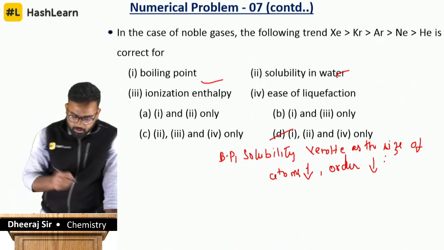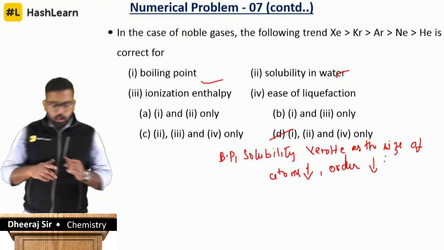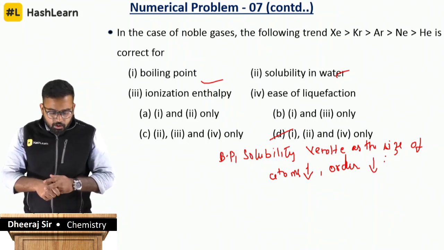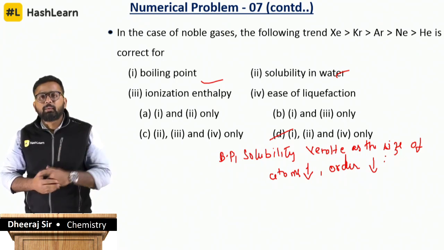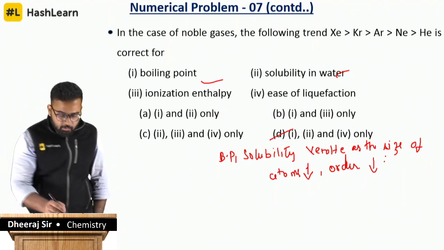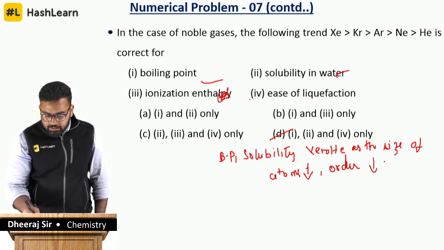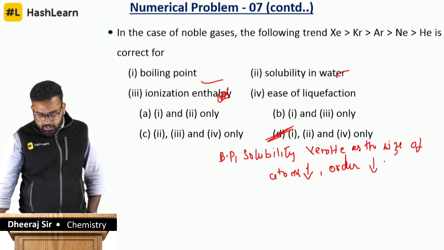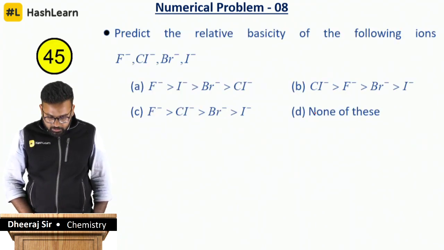However, you should remember one thing, the ionization enthalpy increases. So if you look at all of these, boiling point is going to decrease with decrease in atomic size, solubility in water is going to decrease with decrease in atomic size, ease of liquefaction is also going to decrease with decrease in atomic size. The only property which will not decrease with decrease in atomic size is ionization enthalpy. Therefore, excluding ionization enthalpy, everything else follows option D. That is, all of these properties decrease with decrease in atomic size. Good. So Preeti and Sakshi give us the right answer.